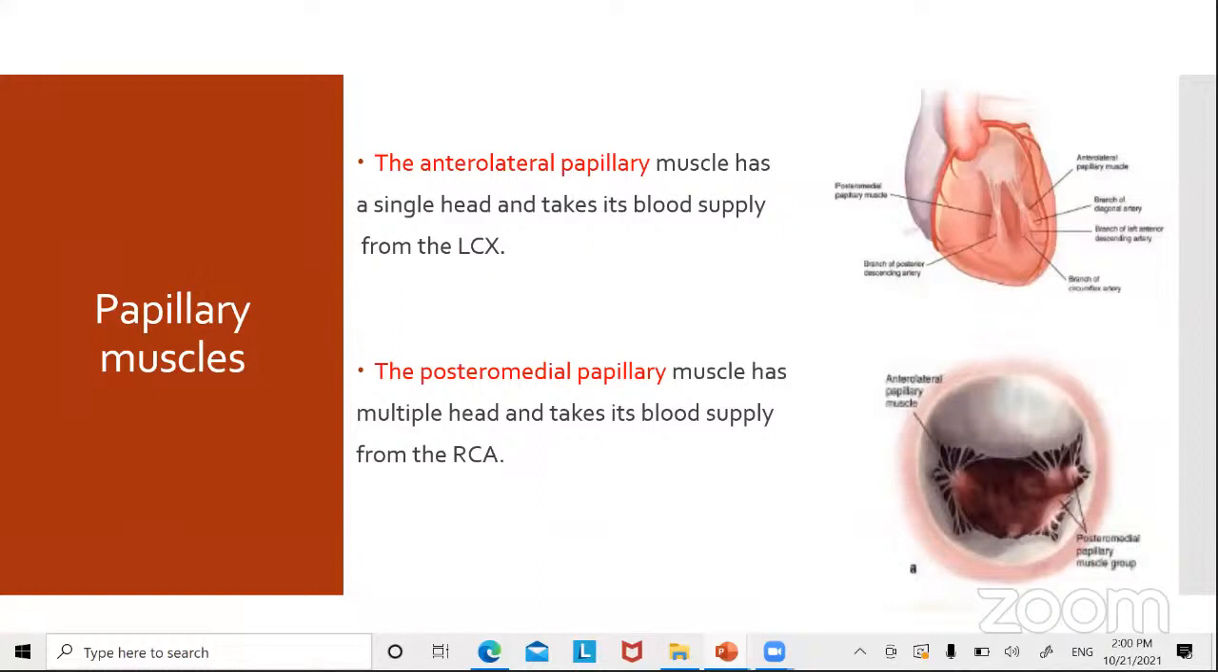Two papillary muscles support the mitral valve. The anterolateral papillary muscle, which has a single head and takes its blood supply from the left circumflex artery. The posteromedial papillary muscle, which has multiple heads and takes its blood supply from the right coronary artery.